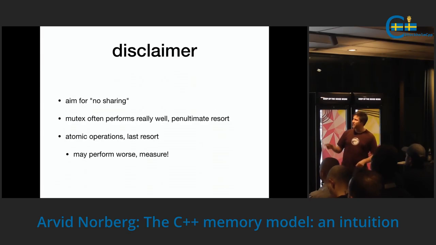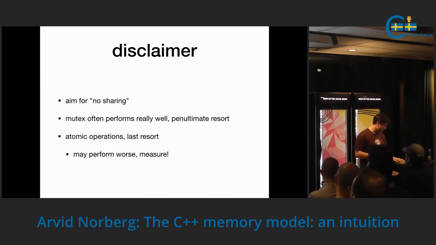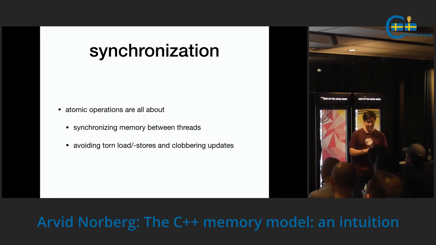Before I get started, I want to add this disclaimer: if you're reaching for atomic operations, you might want to consider first aiming for not sharing data between your threads. And if that's not working, the next resort would be to just use some mutex. They often perform really well. And then if you really need to, you can use atomic operations. But you want to be careful, because if you do, your performance may suffer. So always measure. Atomic operations are all about synchronizing memory that isn't atomic between threads.